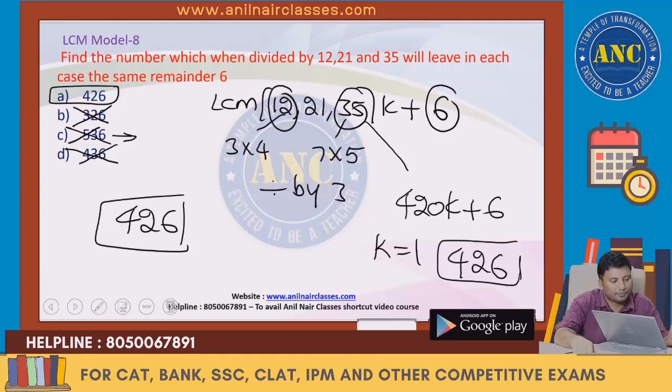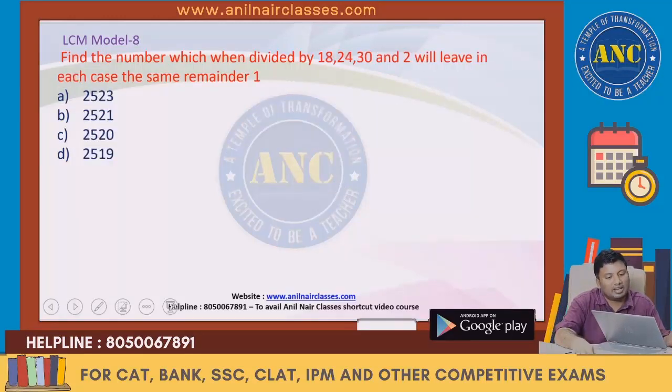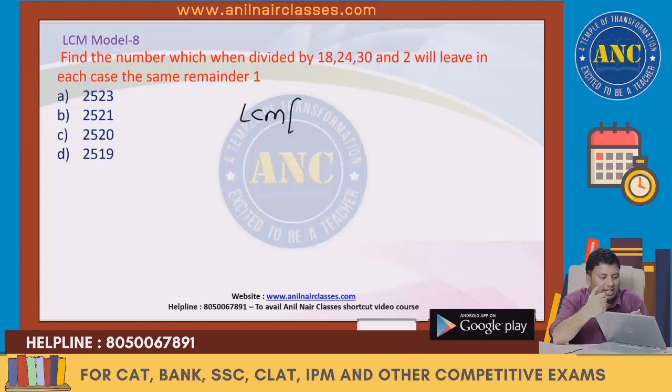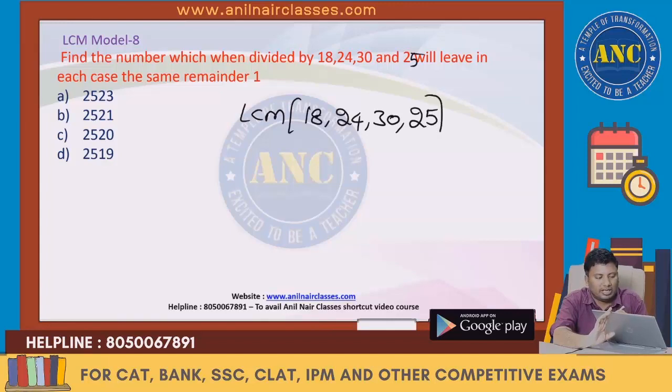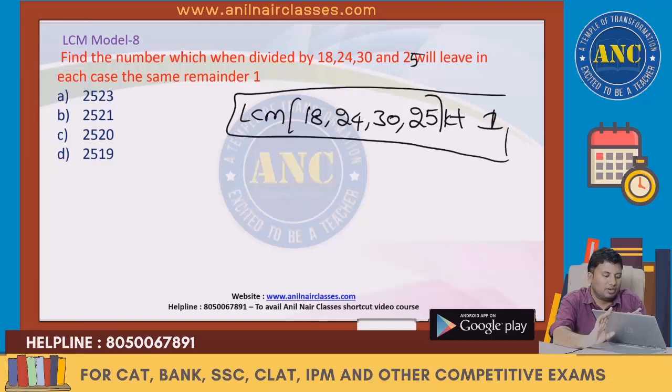Next one. Find the number which when divided by 18, 24, 30. I think some number is missing there. I will just give you an idea, sir. Which number, we don't know. Let me take it as 25, in which case it gives a remainder 1. So what will be the case?